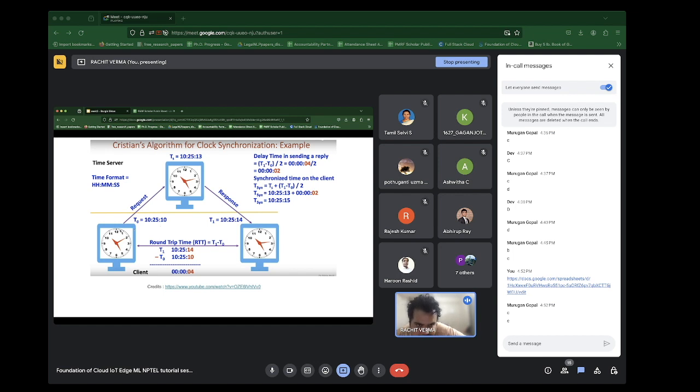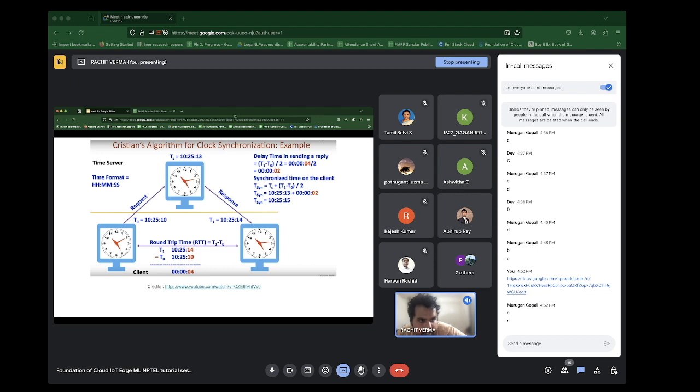After that, I will send a request to this server, and after that I will get the response. Then I will calculate the round trip time as T1 minus T0, where T1 is the time when I have received the response from the server. Over here it is 4 seconds.